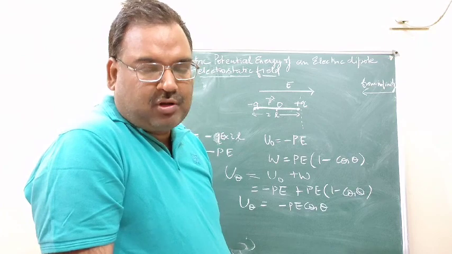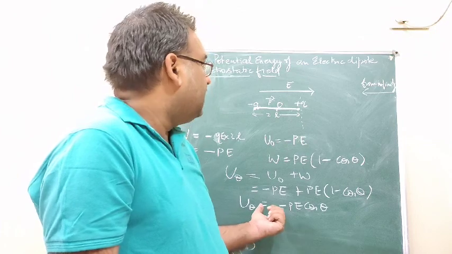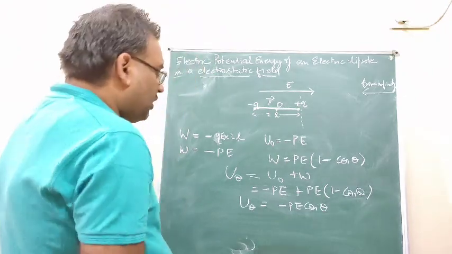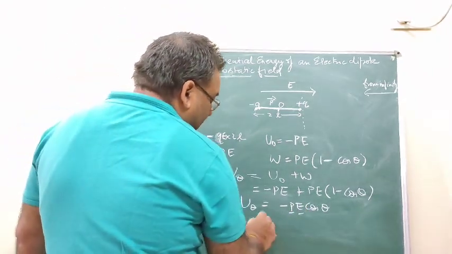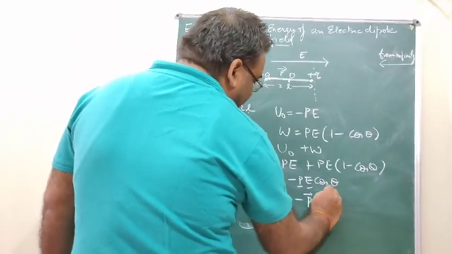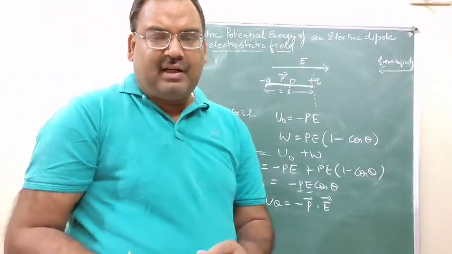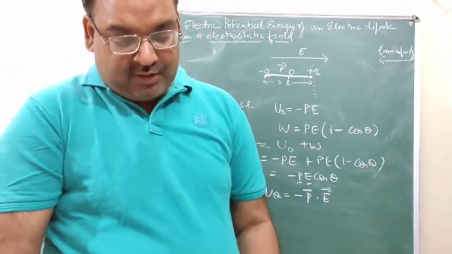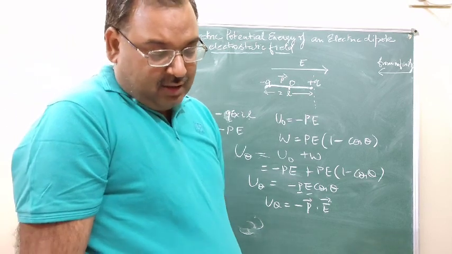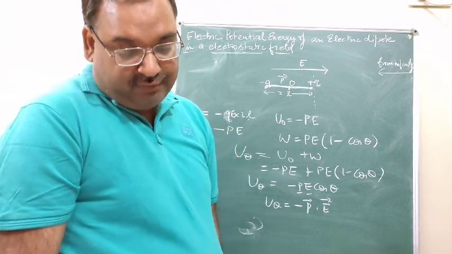So when the dipole is being brought into the electric field and it is also rotating, then the net potential energy of the electric dipole is equal to minus PE cos theta. Both P and E are vector quantities, so U theta will be equal to minus P dot E. It is dependent upon theta, where theta is the angle that the dipole makes with the electric field or electric lines of force.